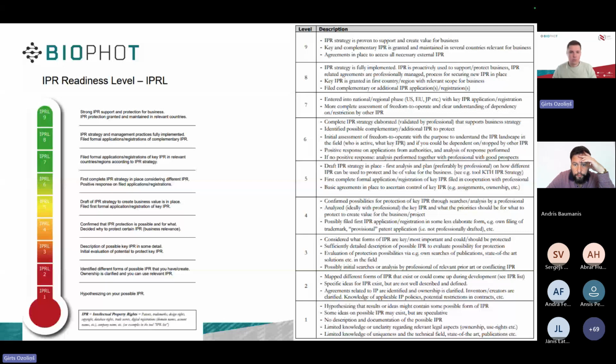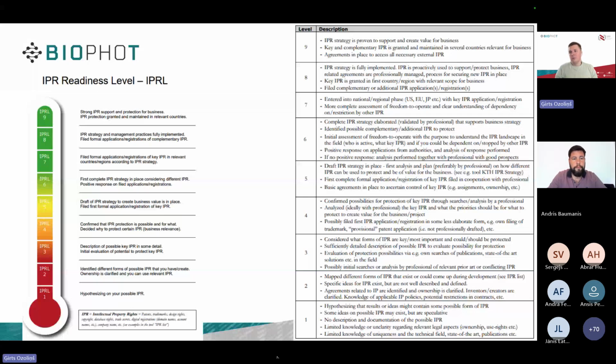You can check where you are currently, and these steps are written here in the correct sequence, also in relation to your technology readiness level, your team, business readiness level, and so on.